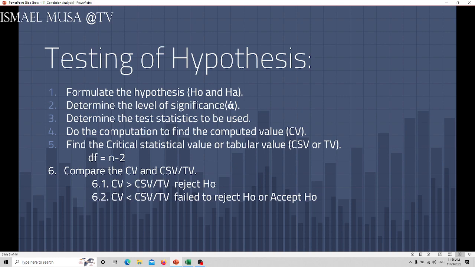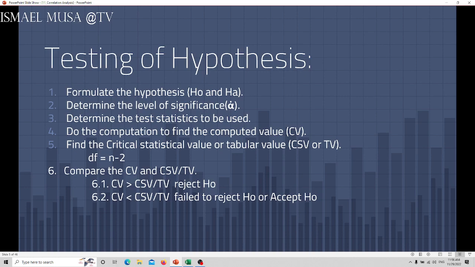Now, step number 4 is you do the computation to find the computed value. When we say you do the computation, you have to use your data and do the arithmetic operations. By the way, don't be intimidated by the formula. They are just formulas. At the end of the day, what you do are simple multiplication, division, addition, and subtraction. Believe me on that. Okay?